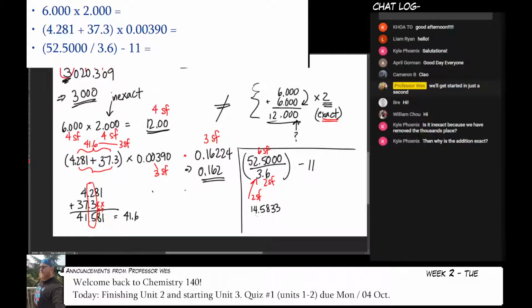Anyway, we're going to round this number to 2 sig figs, which means that this is going to become 15. So the result of this calculation is 15. And then I'm going to do 15 minus 11. And there you go. That's the answer to that problem.